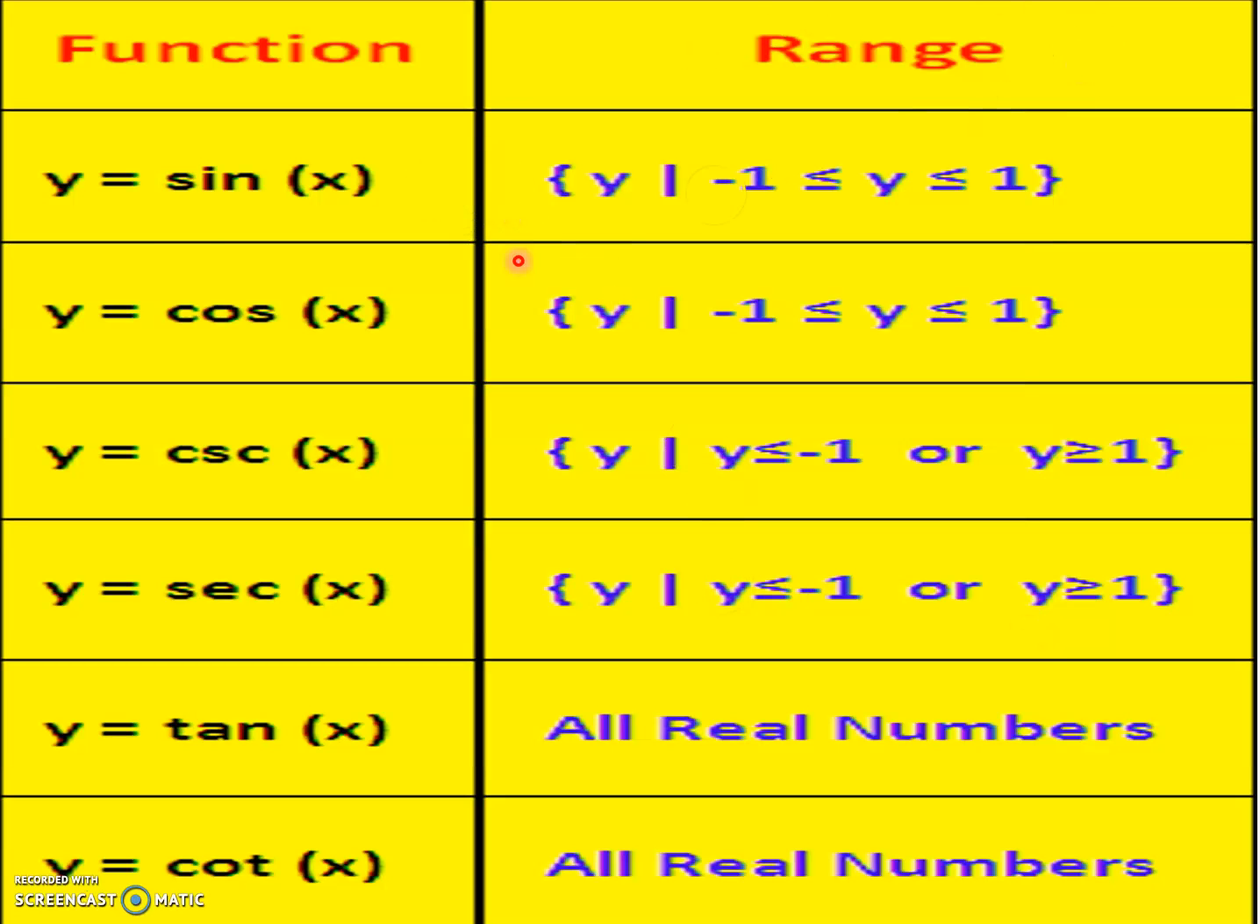The function and their range: some functions have a range and domain, so we have to discuss this topic again. y is equal to sin x, minus 1 less than or equal to y less than or equal to 1. y is equal to cos x, minus 1 less than or equal to y less than or equal to 1. y is equal to cosec x, y less than or equal to minus 1 or y is greater than or equal to 1. y is equal to sec x, y less than or equal to minus 1 or y is greater than or equal to 1. y is equal to tan x, all real numbers. y is equal to cot x, all real numbers. That is, we have to know the range belonging to the trigonometric functions.